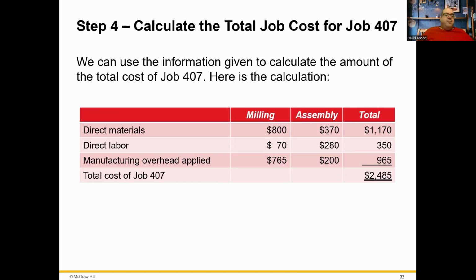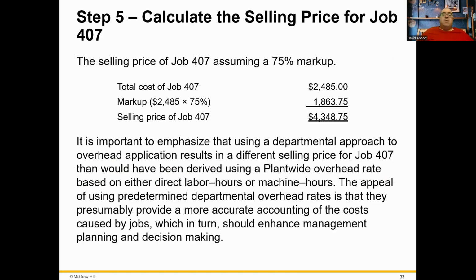And then in step 4, you will go ahead and calculate the total job cost for the job. So again, you're going to add your direct materials that are used, your direct labor that is used, and then your overhead that we figured out before. And that will get you the total cost of producing that job. From there, you can figure out what your selling price is because they assume a 75% markup over what it cost them to make it. And so we can add our markup to it, and that gets us our selling price.